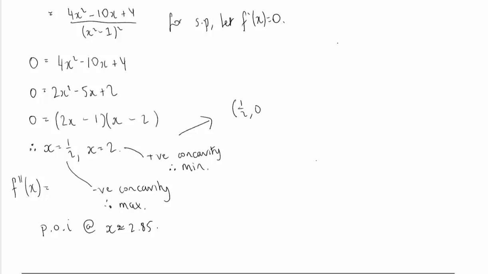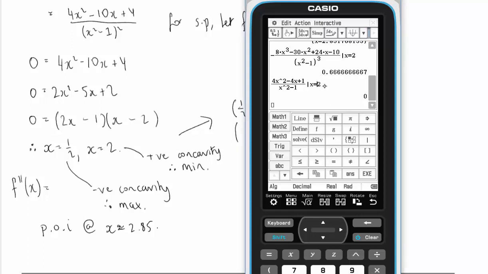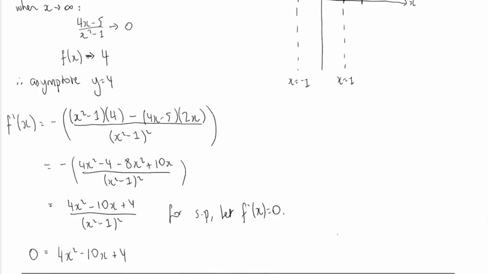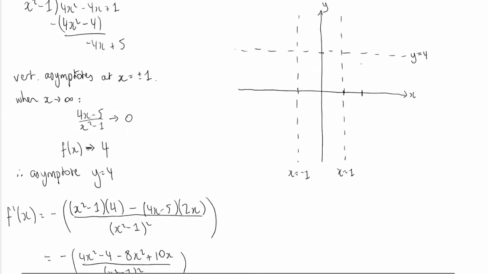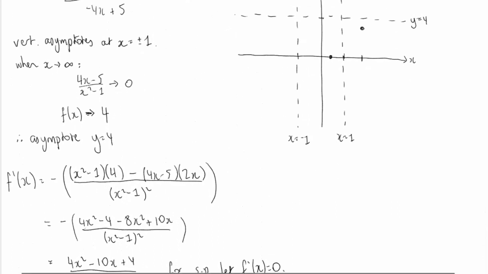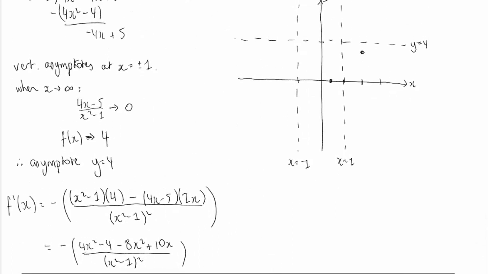So we've got the point (half, 0), and we've also got the point when x equals 2. That gives us 3. Okay, so the point (2, 3), it's actually below the asymptote there, and that's a minimum point. And then also the point (half, 0) is going to be right there, and that was a maximum. There was also a point of inflection at 2.85. So that's going to be, well, that's 3 there, so the point of inflection will be out here somewhere. Probably below the asymptote, I would assume.